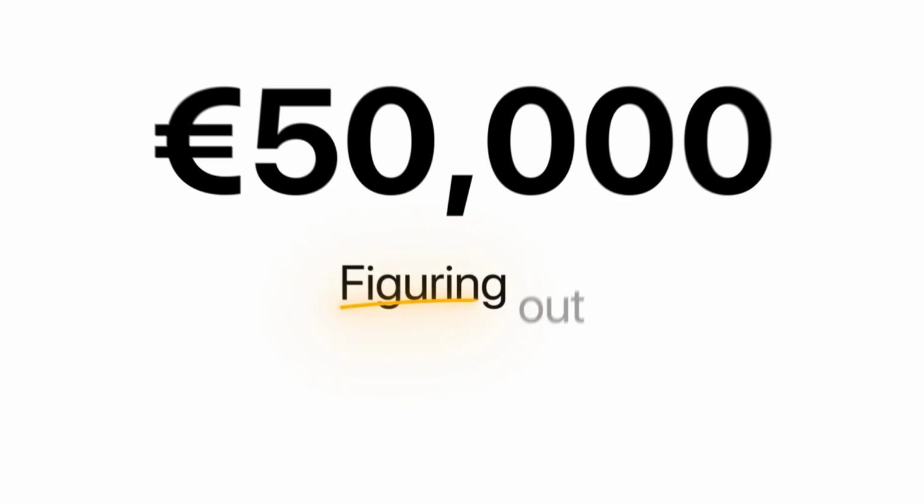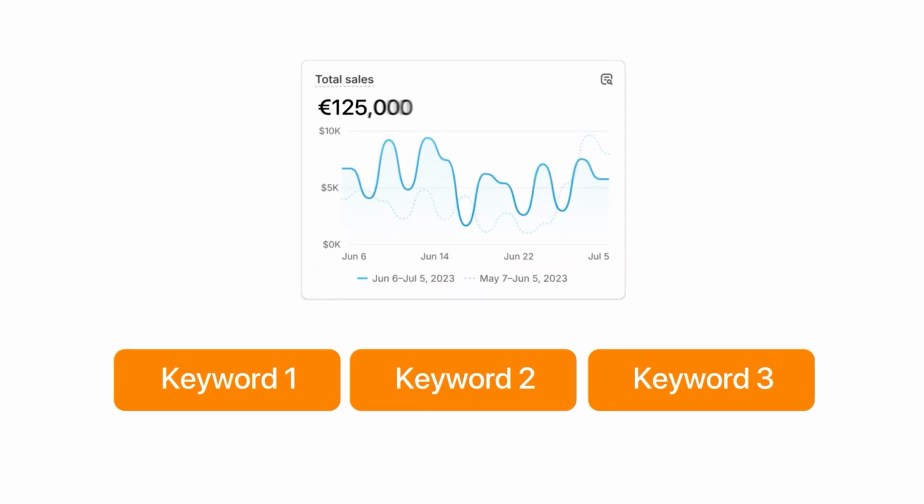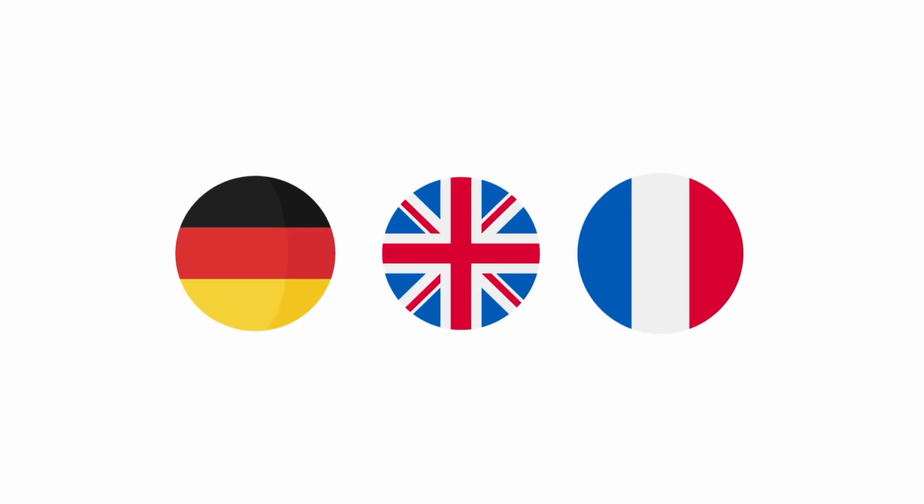Your competitors have already spent 50,000 euros figuring out which international markets are actually profitable. They've tested different countries, spent money on content and rankings, and discovered which keywords drive revenue in Germany, UK, France, or wherever they were operating. And all of that intelligence is sitting there completely visible if you know where to look.